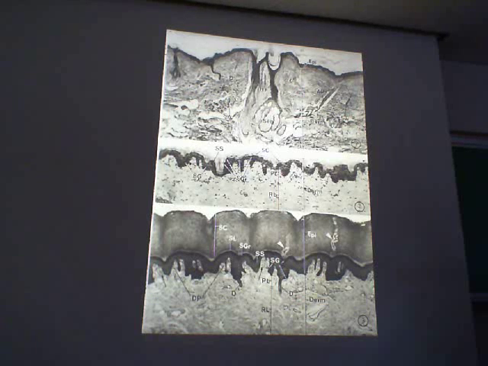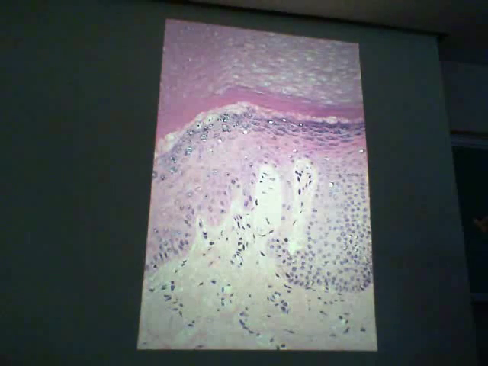Dermal papillae, and these sticking down are ridges. And what is this thing right there? Sebaceous gland. Okay, what's this layer that we see right there? Stratum granulosum, and that layer is stratum lucidum, and this layer right in here, stratum spinosum.